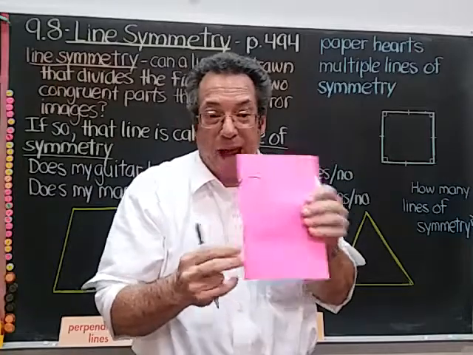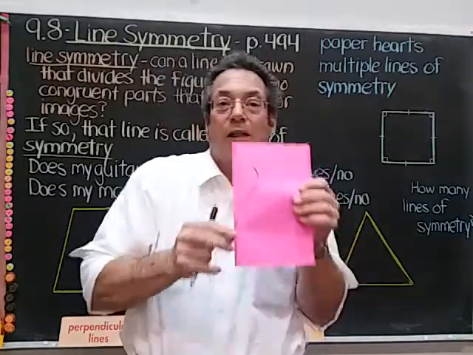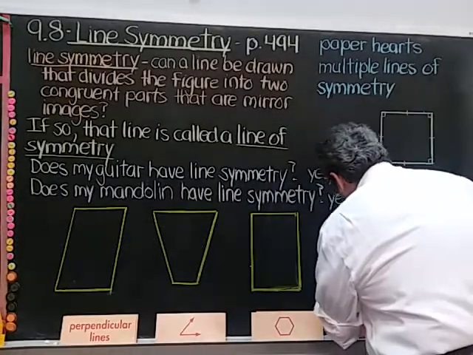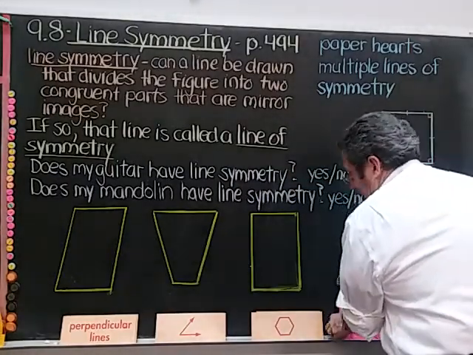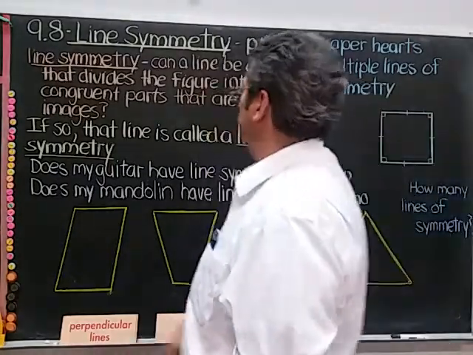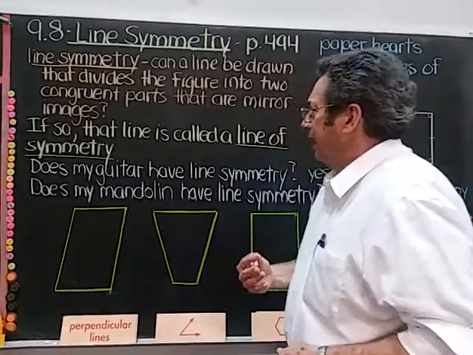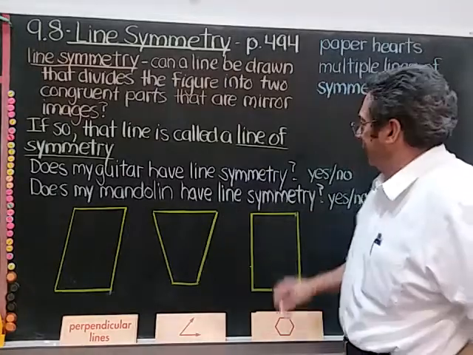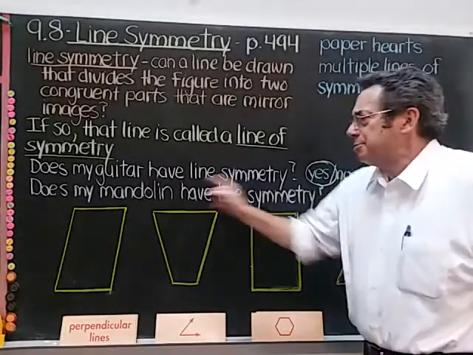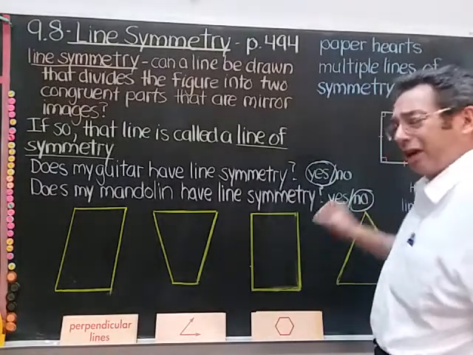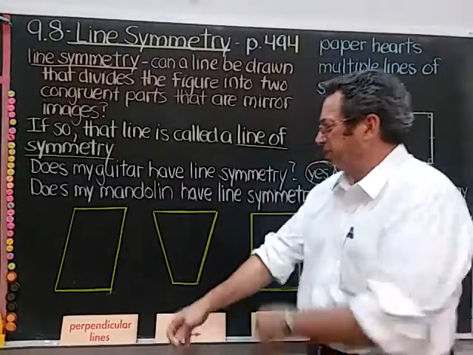You fold it, keep your paper folded. When you cut it, just cut along the line, the half a heart that you drew. See what you find there. All right, so when it comes to symmetry, let's ask some questions about it. First off, the line of symmetry is the one that you draw. Does my guitar have line symmetry? Yes, we saw that. Does my mandolin have line symmetry? No, it did not. You're going to be asked those kinds of questions in today's practice.